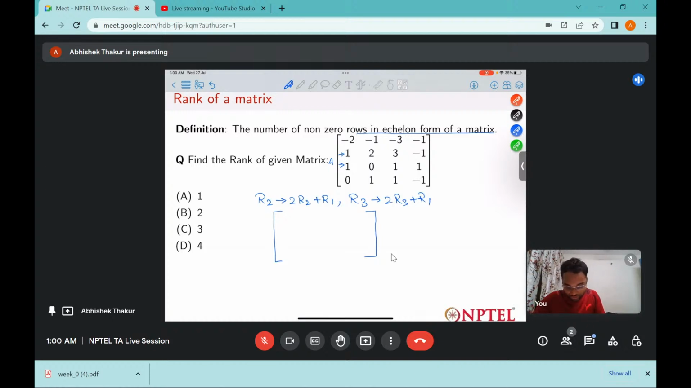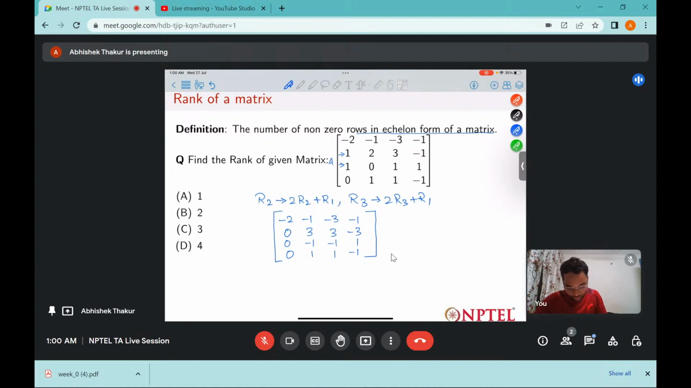So after doing these two transformations on row 2 and row 3, row 1 will be unchanged, that is minus 2, minus 1, minus 3 and minus 1. Row 2 will be 2R2 plus R1, that is 0, 2 plus minus 2, 4 minus 1 is 3, 6 minus 3, and then minus 2 minus 1, that is minus 3. Similarly, you do for row 3, and you will get 0, minus 1 and 1. Here you will get 0. This row will be unchanged.